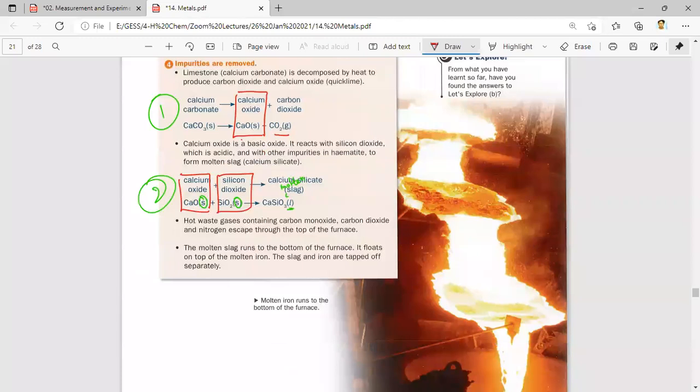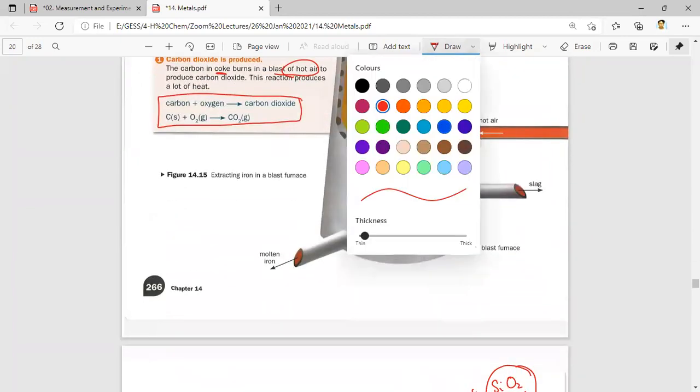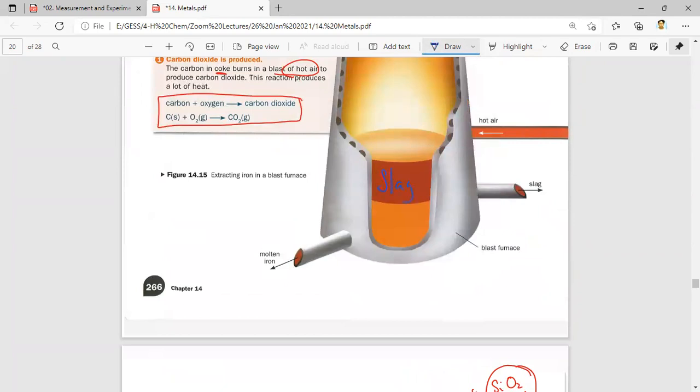The last point I'll highlight is this. Molten slag will run to the bottom of the furnace, but it floats on top. So we'll just read the first one and say, oh, molten slag at the bottom. So if we were to apply this, what exactly are they trying to say here? You realize this is slag. Slag is the layer on top. The iron is at the bottom layer. So molten slag is at the top layer because it is less dense. Molten iron is at the bottom because it is denser.